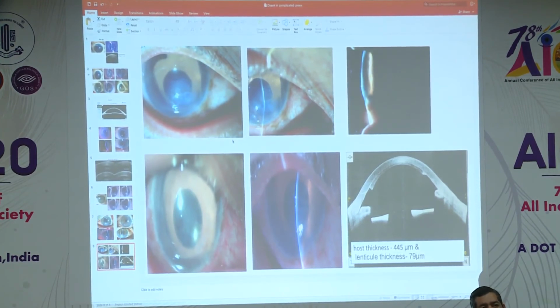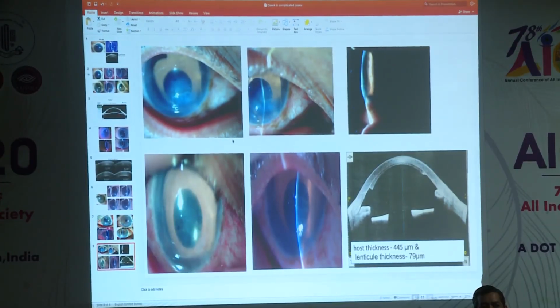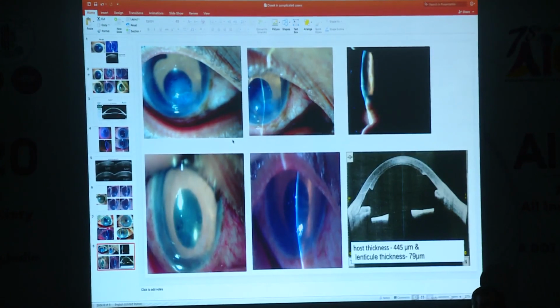Any trick for doing DSEK if an ACIOL is in there? ACIOL. I have done quite a few with ACIOL in. Now it depends whether you have vitreous accompanying the ACIOL or not, and how well the ACIOL is positioned. If the ACIOL is nicely positioned, no vitreous, I go with the conventional DSEK like this, and they have done very well. But if there is vitreous, or the IOL is not properly placed, then I would remove that IOL and go with the retrofixated IOL the way I showed you. I do a vitrectomy, then I go with the retrofixated IOL, and then I do a DSEK with that.